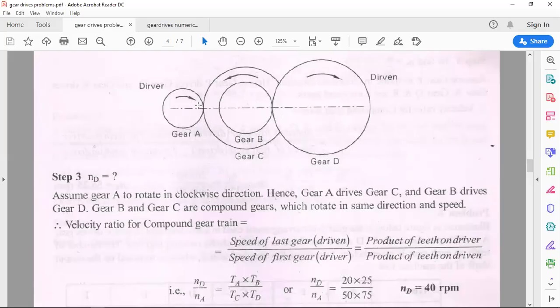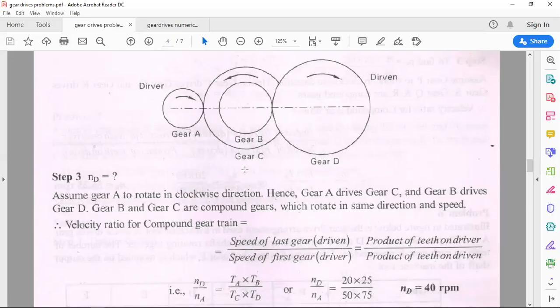So in this gear drive, A and C are in contact, but not A and B. B and D are in contact, but B and C are not in contact, though both are mounted on the same shaft. That's why it's called a compound gear train. So in this, we need to find the velocity ratio.